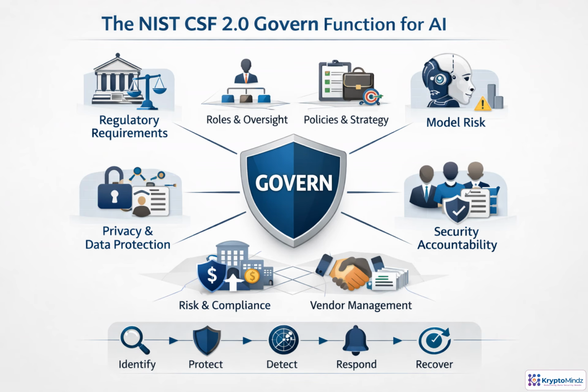NIST CSF 2.0 treats Govern as the decision layer above the operational lifecycle. For AI, that matters because risk includes more than technology. It includes regulation, privacy, vendor dependencies, model behavior, and the authority to accept risk. Govern clarifies accountability before incidents happen. It sets policies, oversight, and escalation paths, then connects AI systems to enterprise risk and business goals. When that foundation is explicit, the other CSF functions work more effectively.